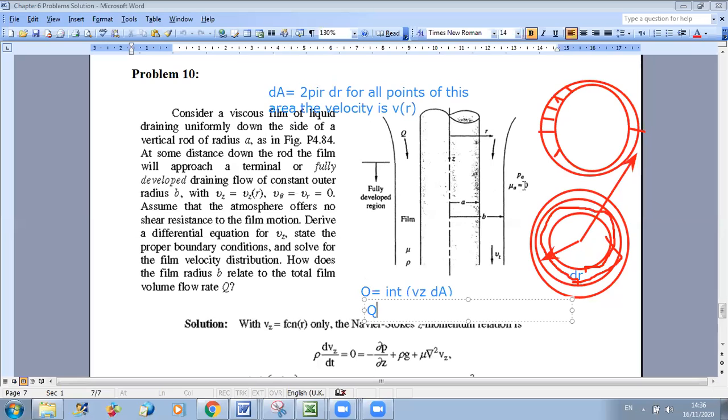Q is simply an integral. From which location to which one? R is varying between what and what? Look, your flow starts here and it ends here, between A and B. So r is varying between A and B.